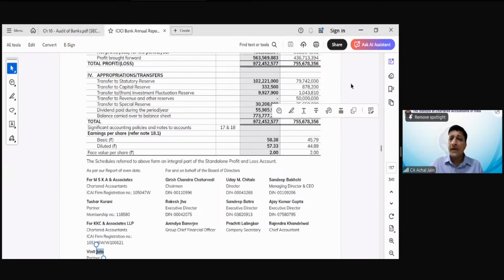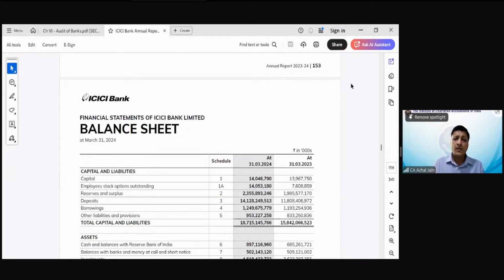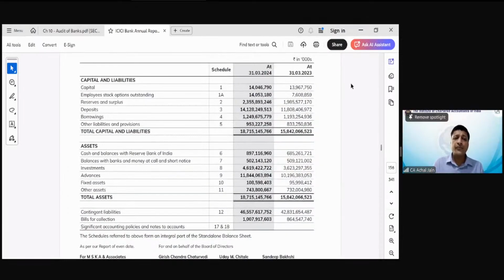So if you go to the balance sheet, where do you get this interest income from? Advances. And where do you need to pay this interest expense on? Deposits. Yes or no? Yeah.